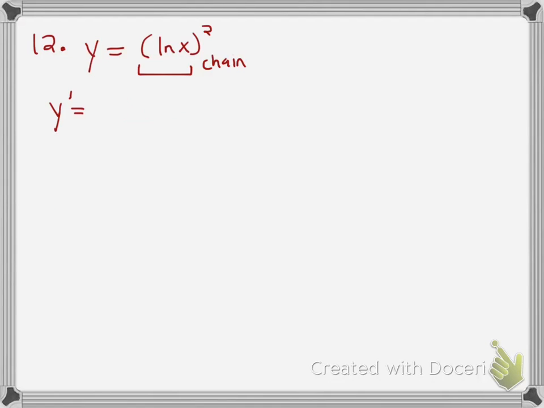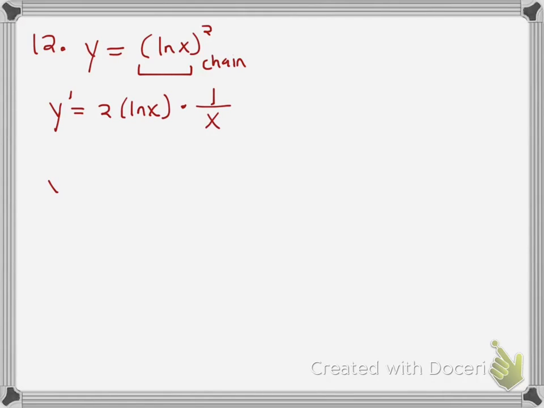I want you guys to look at number 12. With number 12, you got the natural log, but that is being squared. This is automatic chain rule. Outside function, squared. Inside function, natural log. So we're going to use our chain rule. Take the derivative of your outside function, drop the exponent, subtract it by 1. Now multiply it by the derivative of your inside function. Derivative of inside function is 1 over x.